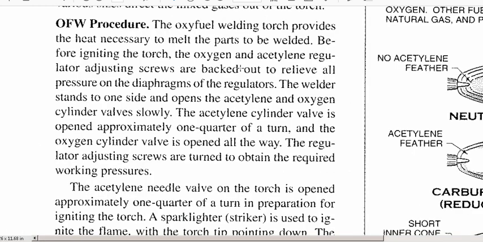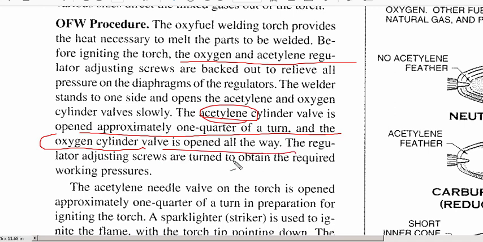As I mentioned, you can always look on the internet and find videos and tutorials for all these processes, but we'll run through some of the steps real quick. First of all, in the procedure, safety being first: oxygen and acetylene regulators are adjusted to relieve all the pressure on the diaphragms of the regulators, and opened approximately 1/4 of a turn for acetylene, where the oxygen is opened all the way. I remember growing up on the farm, that's essentially our key thing. You barely open the acetylene and you open up the oxygen all the way, and you get your working pressure off of that.